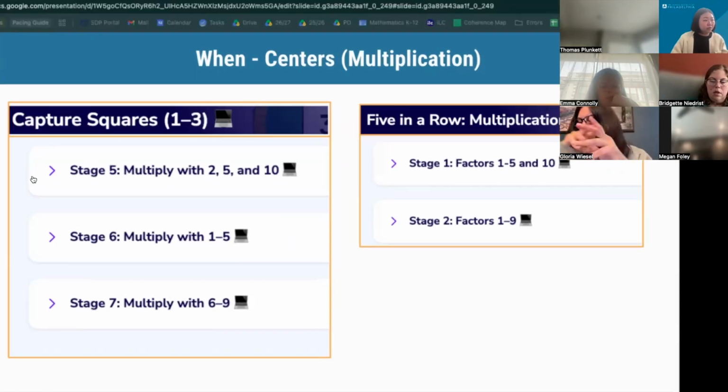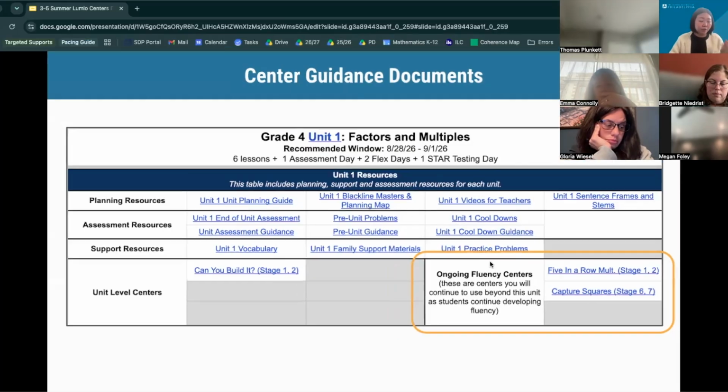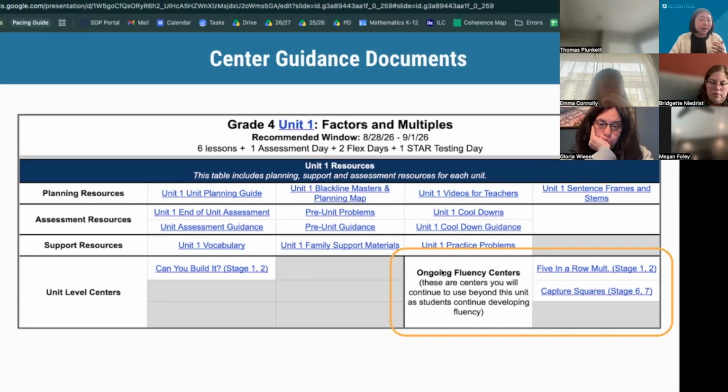I know there are a lot of centers, but in each of our units, we also have ongoing fluency centers. One of the things I think teachers feel a lot of pressure to do is help students know their facts within the first month or by December. But no, we know that fluency does take time to develop. So for the whole year, for grades K to 5, we have recommended ongoing fluency centers that you can assign throughout the year.